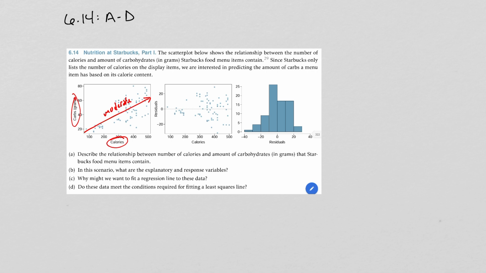Do these data meet the conditions required for fitting a least squares line? No, because in the residuals, remember, it has to be nice and straight, and it looks like a V shape there. And so the constant variability assumption is violated. So the variability here is not constant. And you can kind of see that, right? You can see that the variability here is small, and over here is huge. And it translates to this.